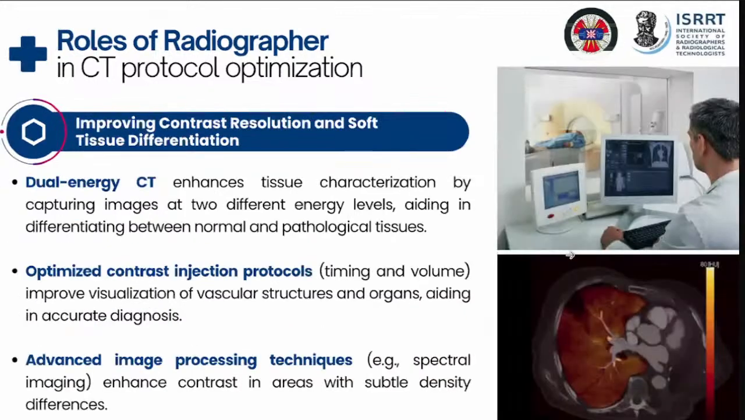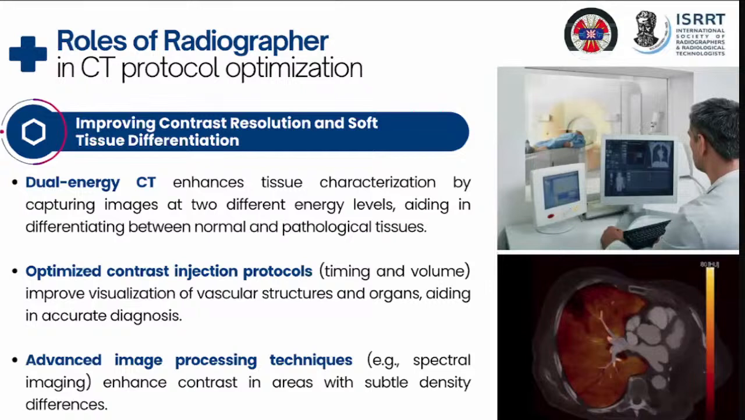Okay, and then improving contrast resolution and soft tissue differentiation. This has also been mentioned a lot by other speakers about using dual energy CT, where it can enhance tissue characterization by capturing images at two different energy levels, aiding in differentiation between normal and pathological tissues. So they use spectral imaging, for example. With the use of dual energy, I think it started about 5 years ago, maybe more. This can help not only improve image quality, but also have a significant impact on the radiation dose.